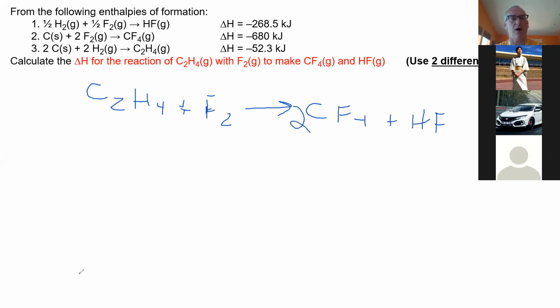Right. That balances my carbon. Next, I want to balance my hydrogens. How many hydrogen atoms are there as reactants? 4. So how am I going to balance it on the products? Multiply HF by 4. So far, so good.